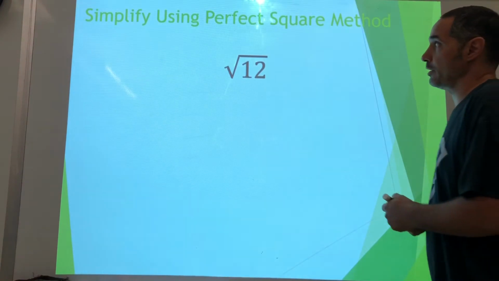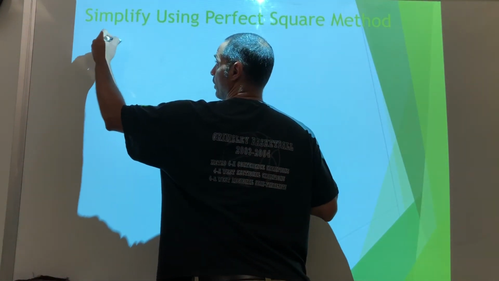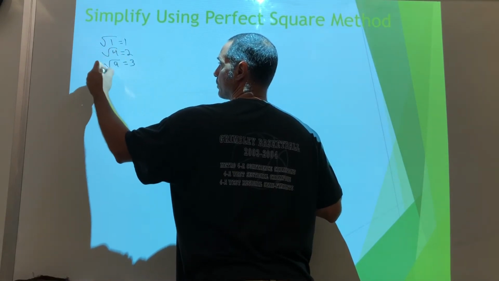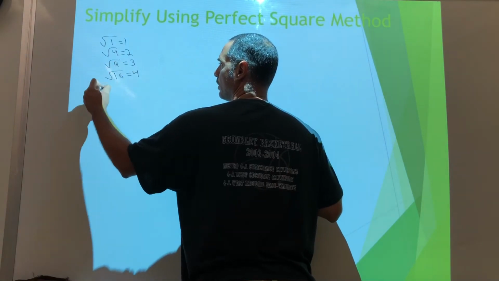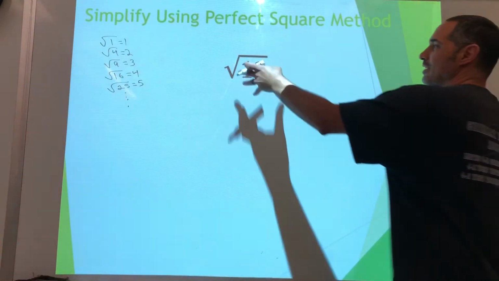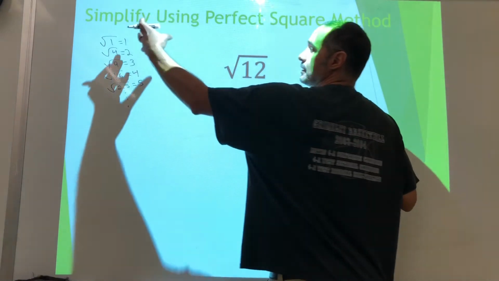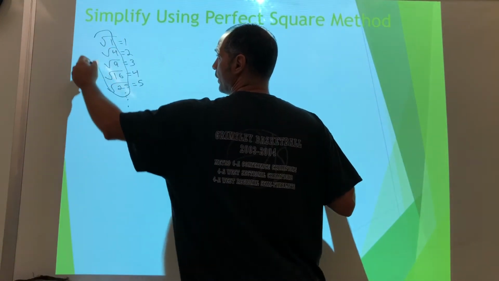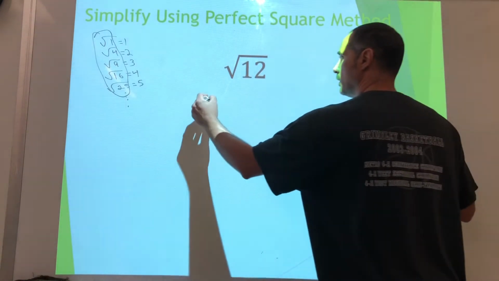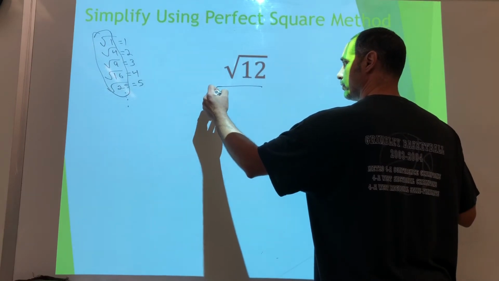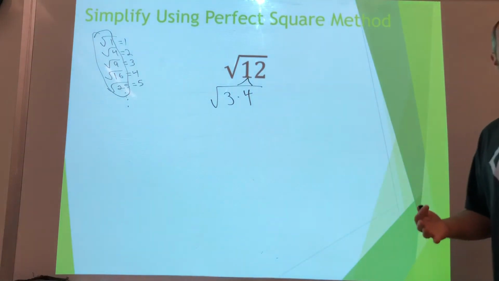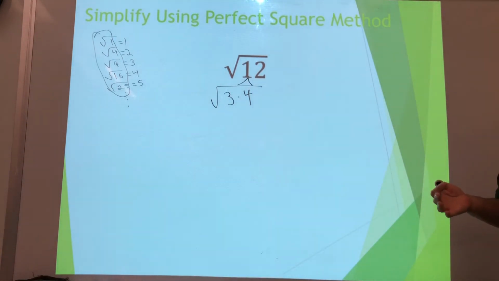So the perfect square method is when I know that the square root of 1 equals 1, the square root of 4 equals 2, the square root of 9 equals 3, the square root of 16 equals 4, the square root of 25 equals 5, and so on. So I look at 12, and are there any numbers on this list over here, any numbers there that go into 12? Well, I know that 4 goes into 12. So this is 3 times 4. And I have broken 12 up to factor it. So 12 factors to 3 times 4.